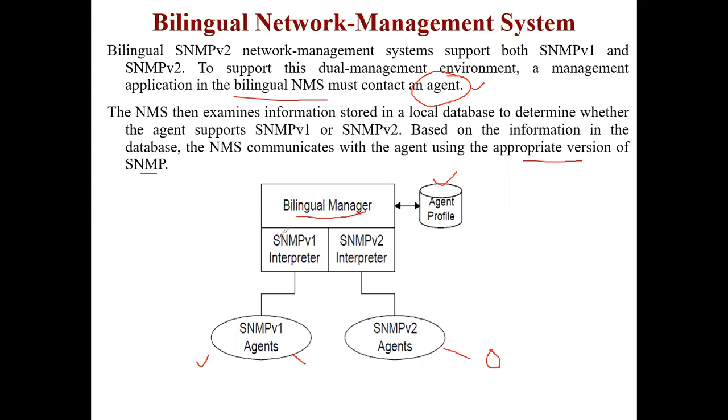Okay, so what this bilingual manager will do, as soon as it receives that message, he will first check with the database. From the database, he will come to know whether it belongs to the version 1 family or the version 2 family, and accordingly, he will communicate with that particular agent using that particular version. So that is what is happening in a bilingual manager. I hope it is clear.